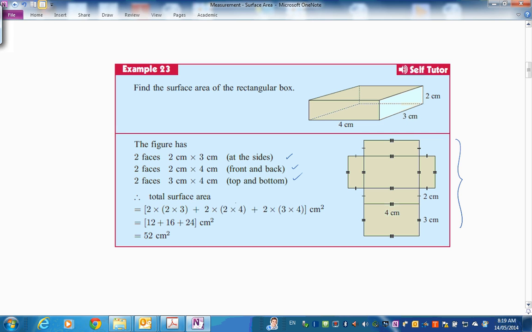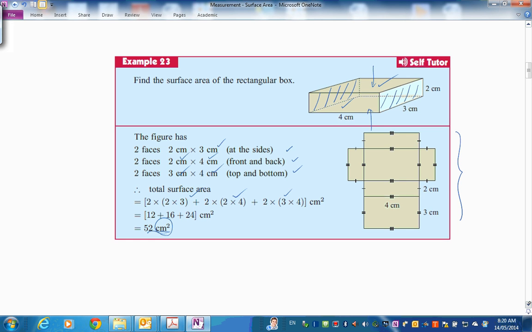So what do we got? At the sides, we've got a side here and a side over there. It's two faces, 2 by 3. Front and back, two faces, 2 by 4. And top and bottom, there and underneath, two faces, 3 by 4. Okay, so the total surface area is you add all these up and get square centimetres. Don't forget to put the units on there. Okay, so that's going to be handy if we want to paint it or cover it in some way. Okay, that outside surface. Are you ready?